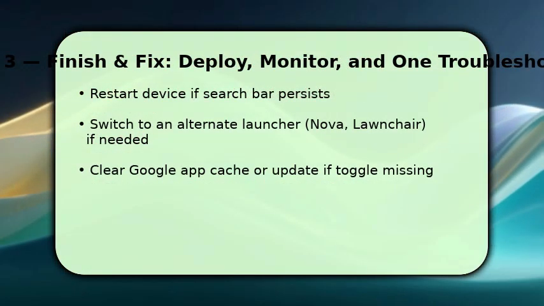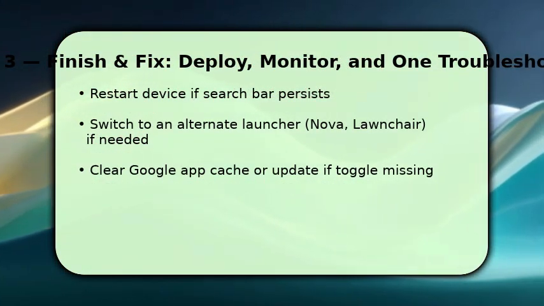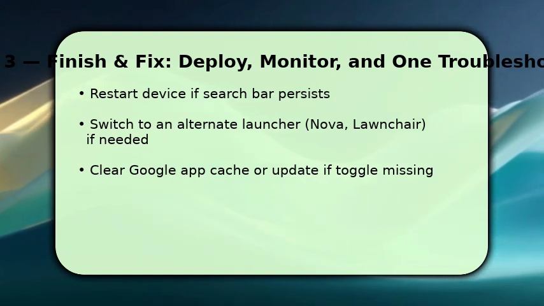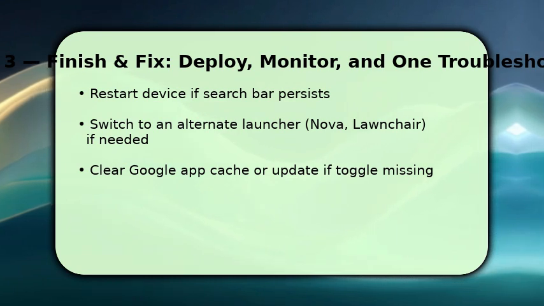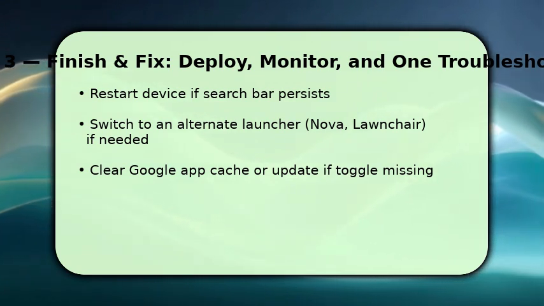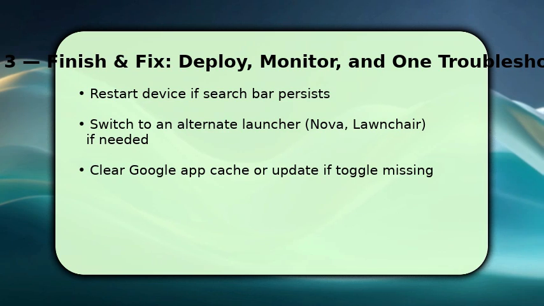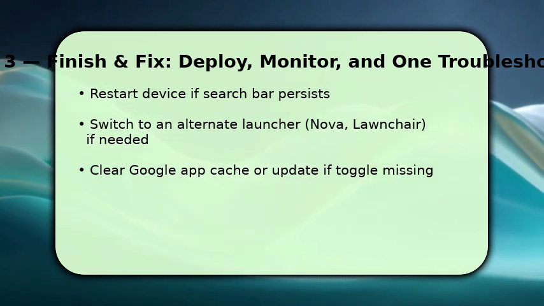To finish, confirm the bar is gone and rearrange icons as needed, then restart the phone to apply lingering UI changes. If the search bar persists, clear the Google app cache or update the Google app. Sometimes an old build hides the toggle.